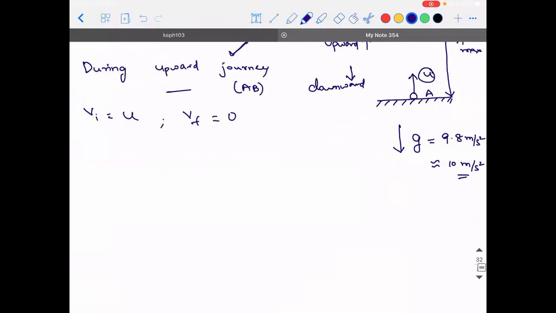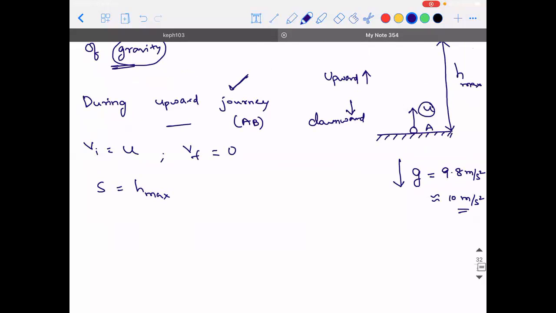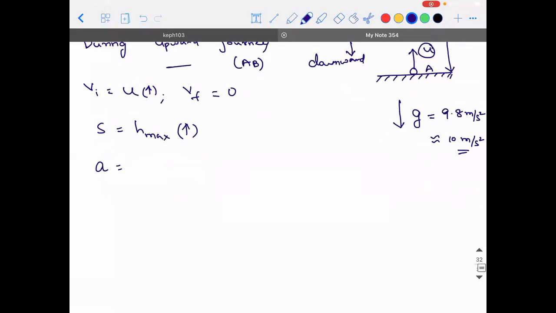What is the displacement of the object? It is h max. For the upward journey, the displacement is in the upward direction and the velocity is in the upward direction. What is the acceleration? It is g, in the downward direction. Accepted? I hope there is no doubt for anyone. Is there anything you want me to repeat?